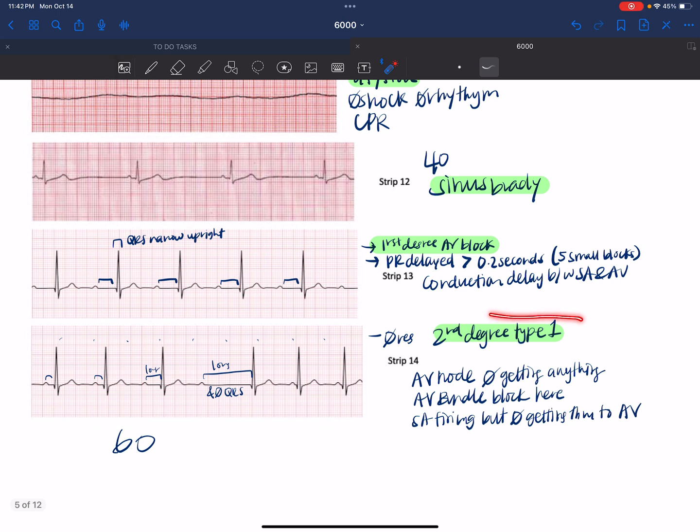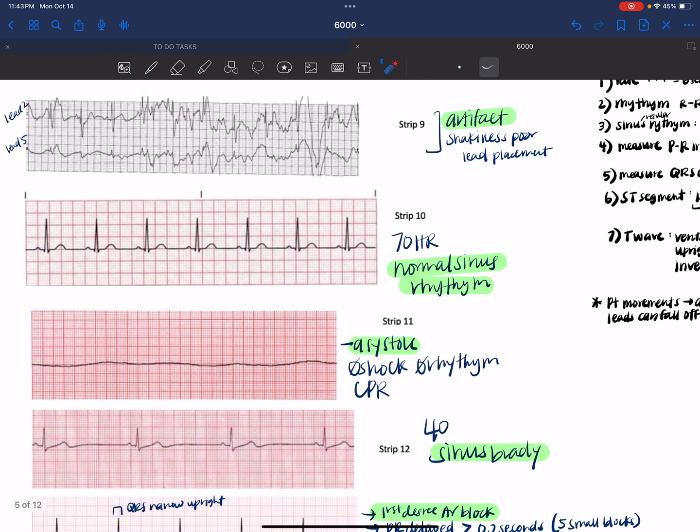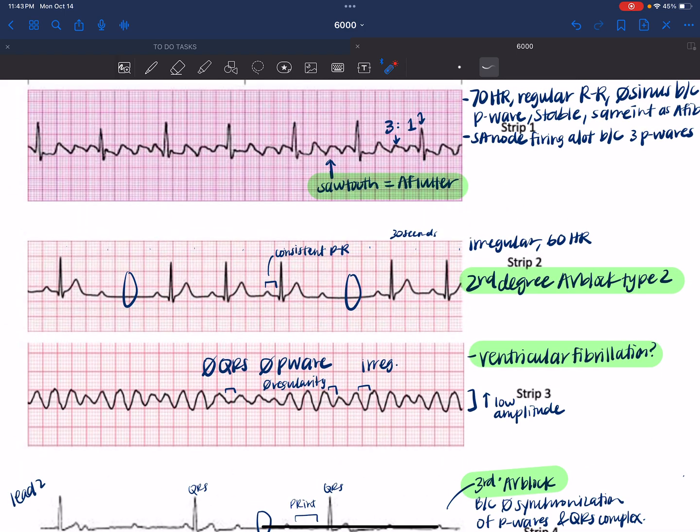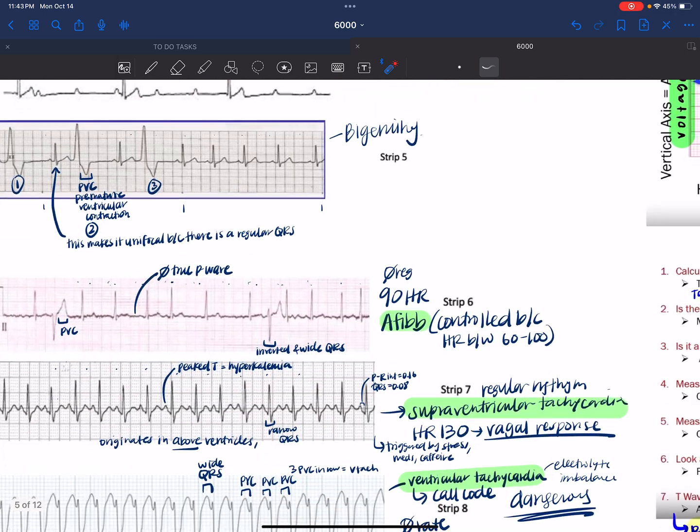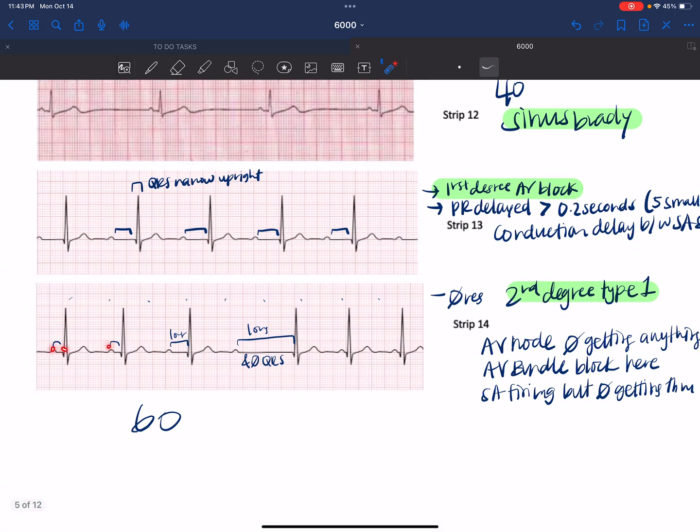Second degree is a QRS problem. Second degree type 1 is lengthening PRs and then a random drop in QRS. So look, the PR lengthens, and then technically there was no QRS. The AV node is not getting anything. There's an AV bundle block here. The SA is firing but not getting through to the AV. Now second degree type 2 is this one. Heart rate 60. There's a consistent PR, always a PR. But there are no QRSs, an unpredictable drop of QRSs, while in second degree type 1 you can see a predictable drop.